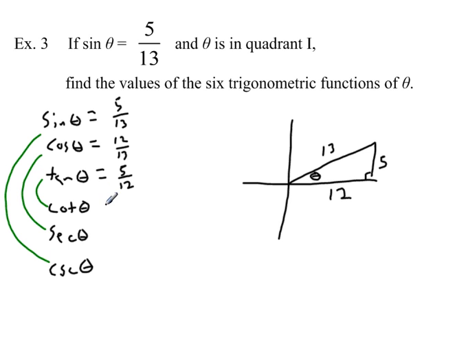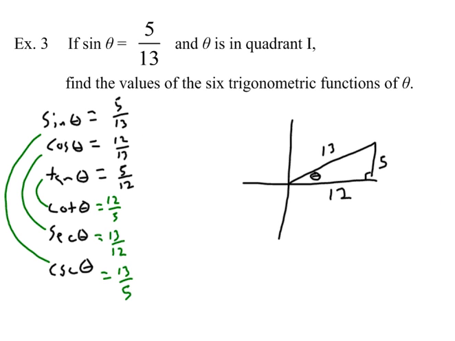So if we know the tangent of theta, we also know the cotangent. It's 12 over 5. If we know cosine, then we know secant is 13 over 12. And if we know sine, then we know cosecant is 13 over 5. So there are the 6 trigonometric functions of theta, but it all starts with the diagram. If you make your diagram and it makes sense, coming up with these answers is relatively easy.